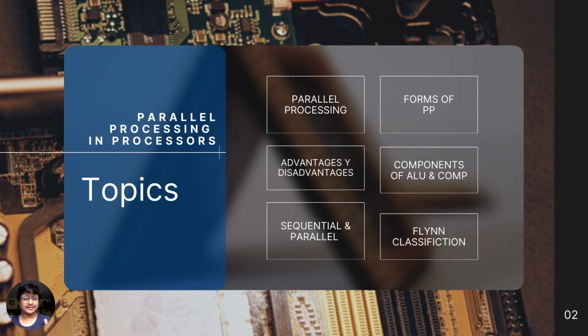So basically, I'm going to start by telling you the topics that we're going to cover by the end of the video. The first topic is parallel processing: what is parallel processing, why parallel processing, and what are the advantages and disadvantages of parallel processing. Also, a differentiation between sequential and parallel processing, like how they're different and which one is better. Also, the forms of processors, the components of ALU and computers, and the Flynn classification.